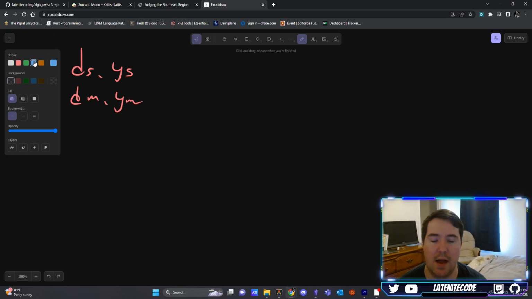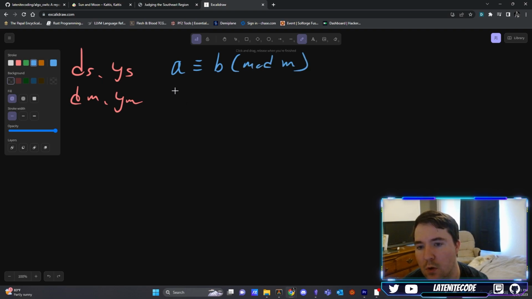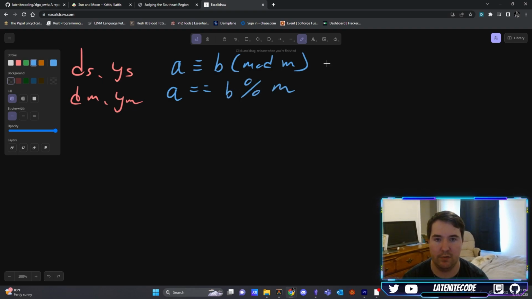With that, let's go ahead and talk about what modular arithmetic means. Modular arithmetic is typically written in the form a congruent to b mod m. In programming, this will also be written as a double equals b percent sign m, because the percent sign is the typical operator for modulus. And what mod will give us is the remainder after division.